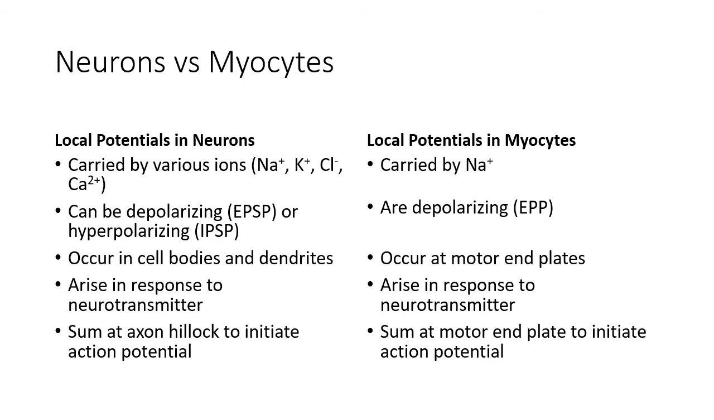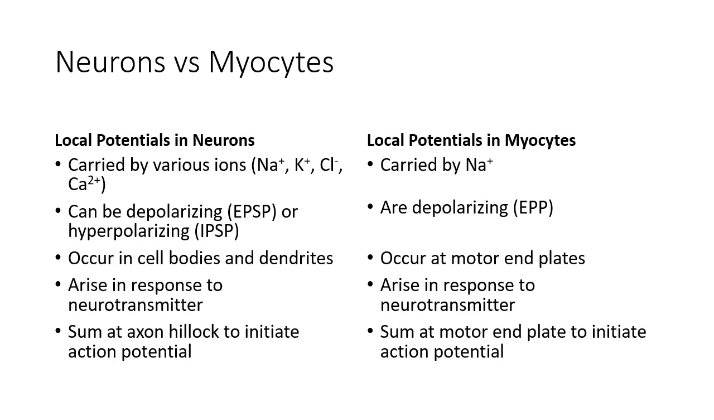In neurons, we find local potentials in the dendrites and the cell body. In the myocytes, we only find them at the motor end plates, right at the neuromuscular junction. In both cases, in neurons and in myocytes, those local potentials are triggered by a neurotransmitter. In neurons, it could be lots of different neurotransmitters. In muscles, it's only acetylcholine that triggers the local potentials.